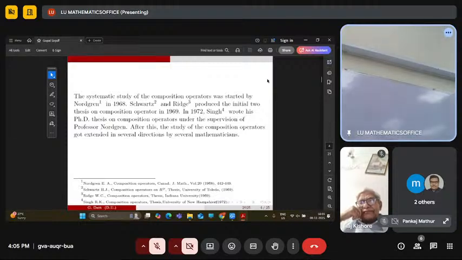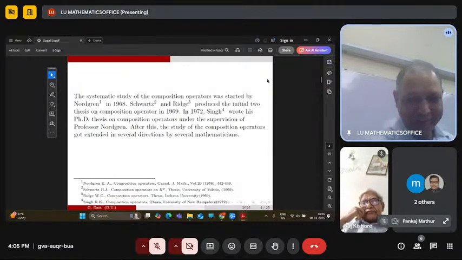And then after this, if I'm not wrong, more than 100 PhDs have been done in this direction. And a big lot of people from Jammu have come across to work on composition operators in different directions, on different spaces. A lot of work has been done on the L2 spaces because of their beautiful structures.